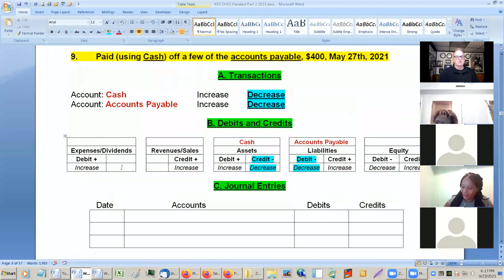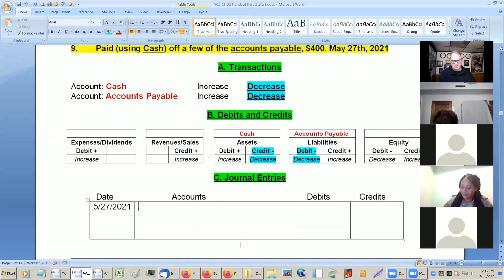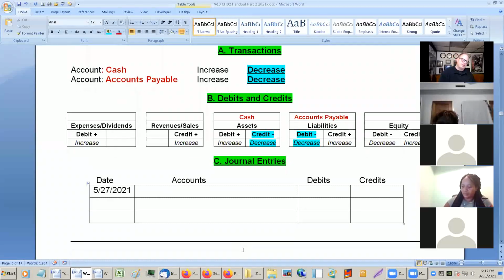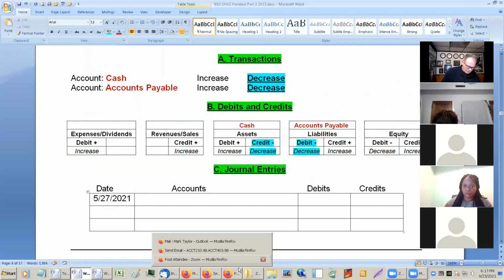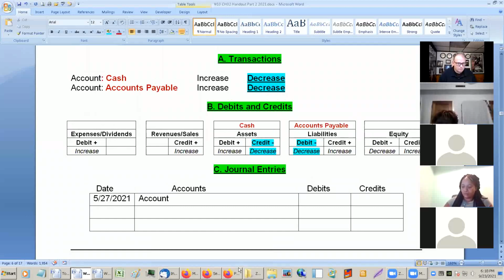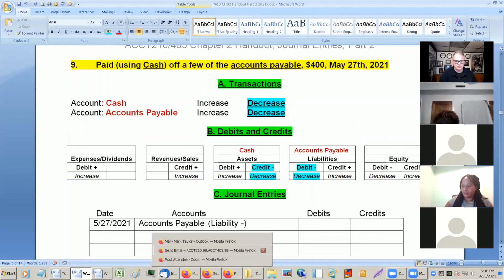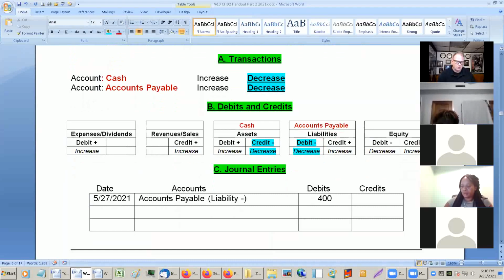All right. So what is this, May, so 5/27? Okay, I'm gonna put the debit first. You do not have to put the debit first. You put cash first as a credit, that's fine. I'm gonna do it just because the book shows it that way. And so accounts payable, liability going down, $400, cash.